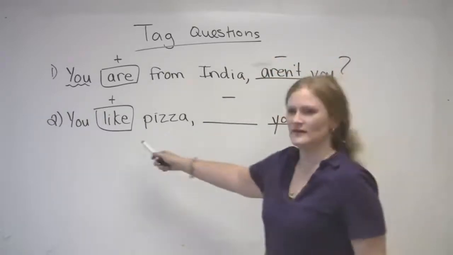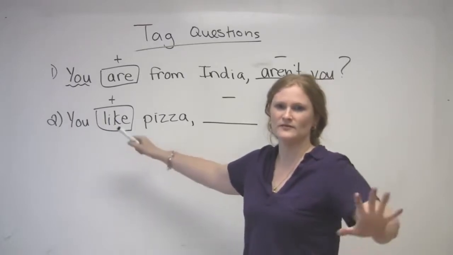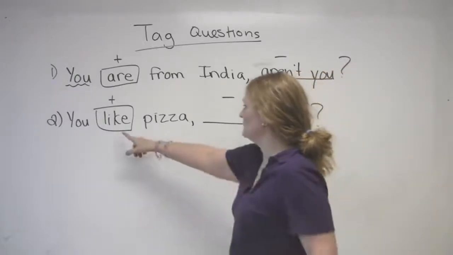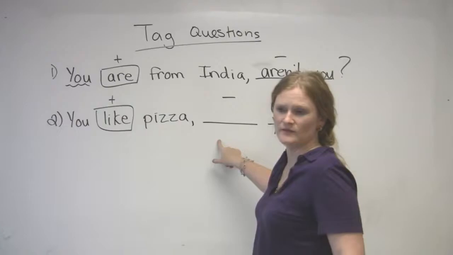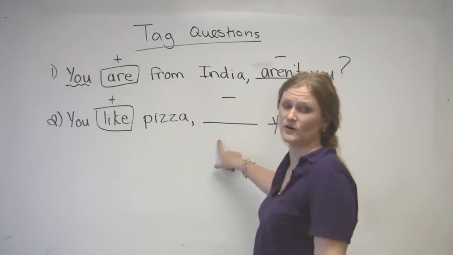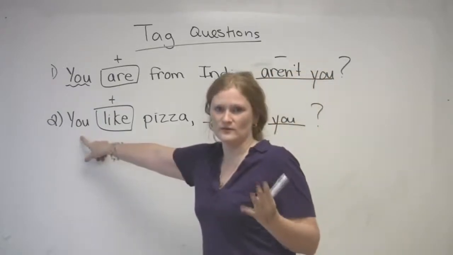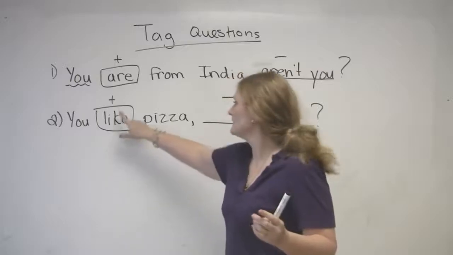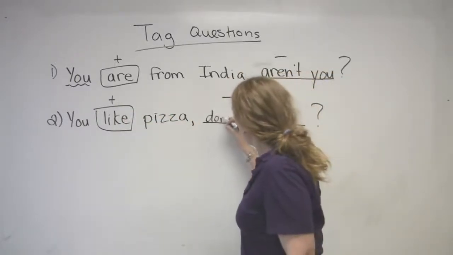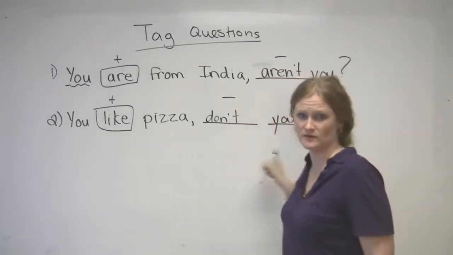So, does anyone know what we have to use instead of like? We have to use the lovely auxiliary verb do. You like pizza. So we can either use do, does, doesn't, or don't. Those are our 4 options. What do you use with you? We use do. The negative is don't. So you're going to say, you like pizza, don't you?